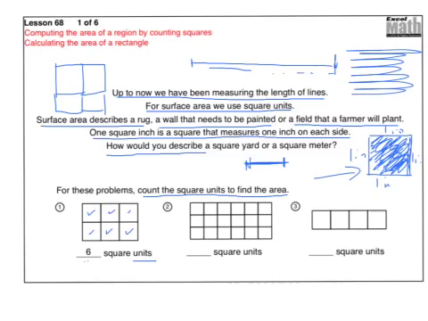Let's come back to this. How would you describe a square yard or a square meter? If a square inch is like this, how would you describe a square yard? Well, you should say that a square yard measures 1 yard on each side, right? That's 1 square yard. It's a lot bigger than what you see up here on the screen. And a square meter, same idea. You have 1 meter on each side. That's a square meter.